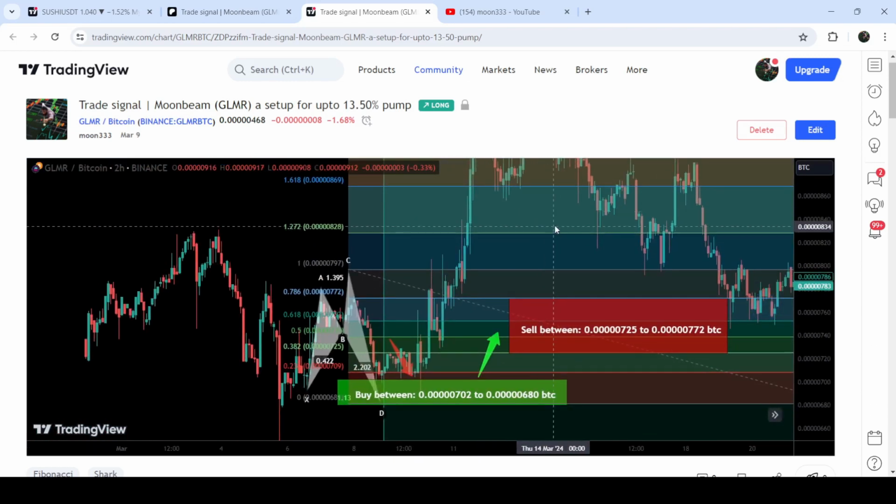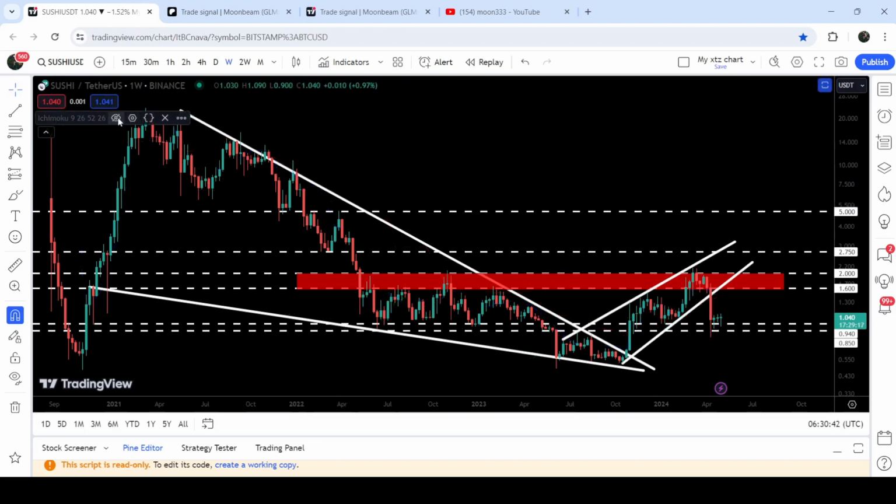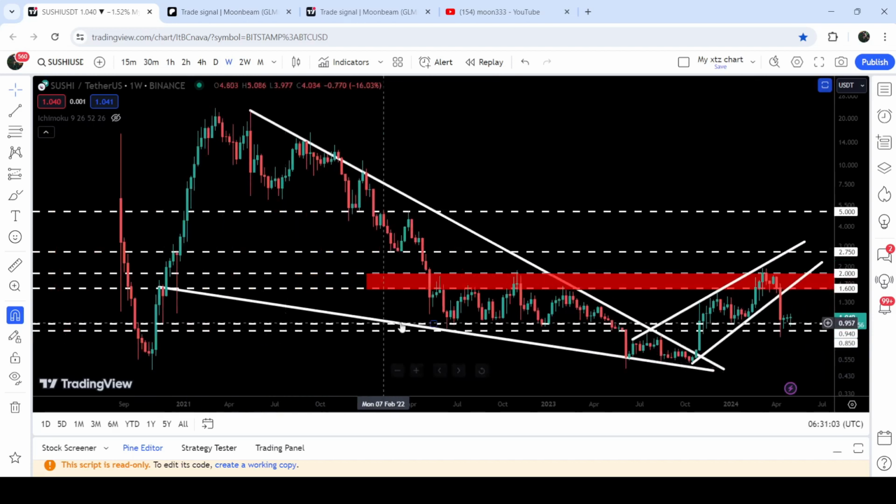Now let me take you to the live chart of SushiSwap, and here you can see that it was moving inside a very, very huge falling wedge pattern since the month of December 2020. After getting squeezed inside this falling wedge pattern, the price finally broke out. And after the breakout, immediately, it also broke out this very significant resistance that starts from 85 cents and goes to 94 cents.